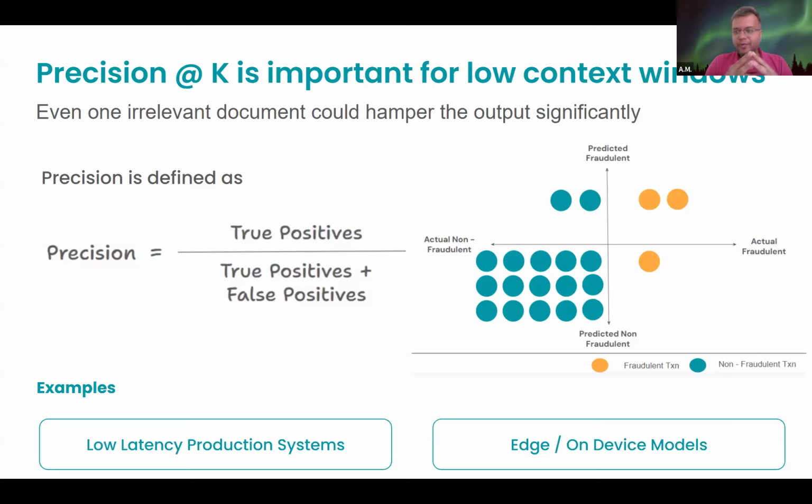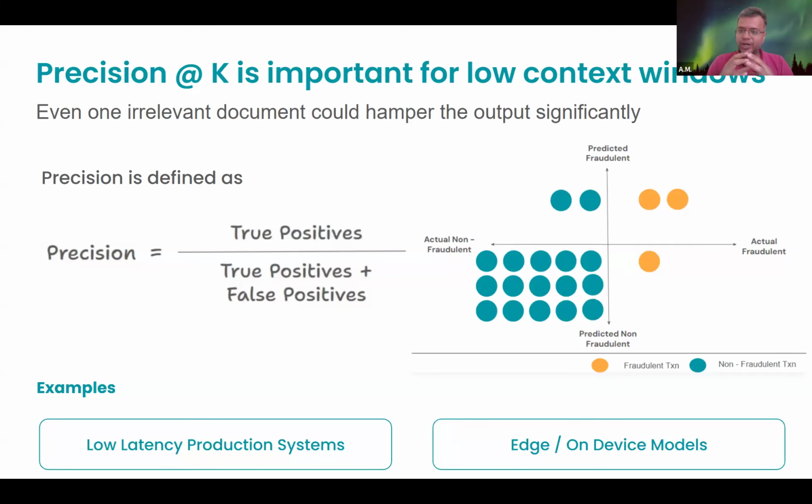What are some examples of low context windows? Very early stage LLM models like ChatGPT 2 and ChatGPT 2.5 all had very, very low context windows. And something which is coming very recently, the likes of Opus 4.7, has a context window of up to 1 million tokens, which is very, very big.